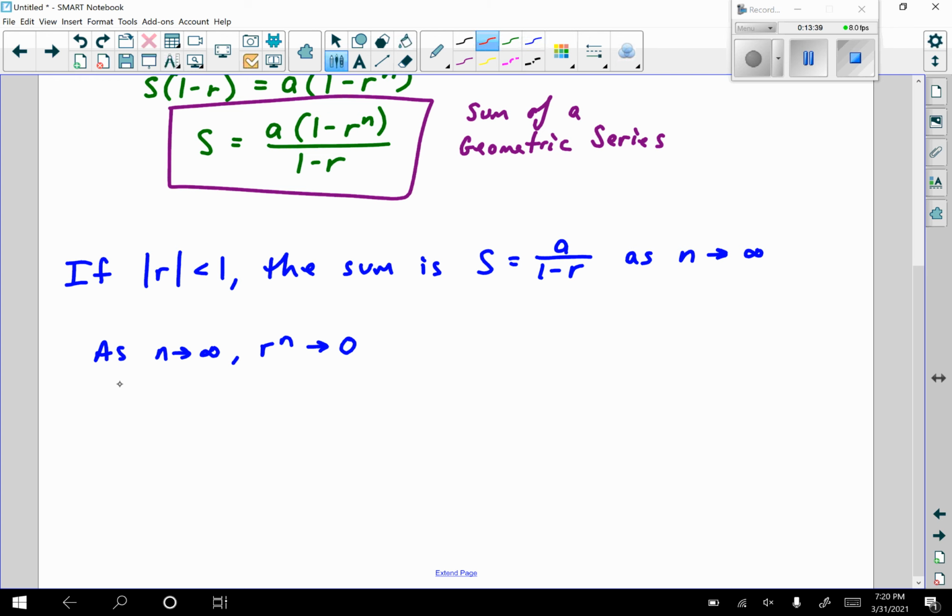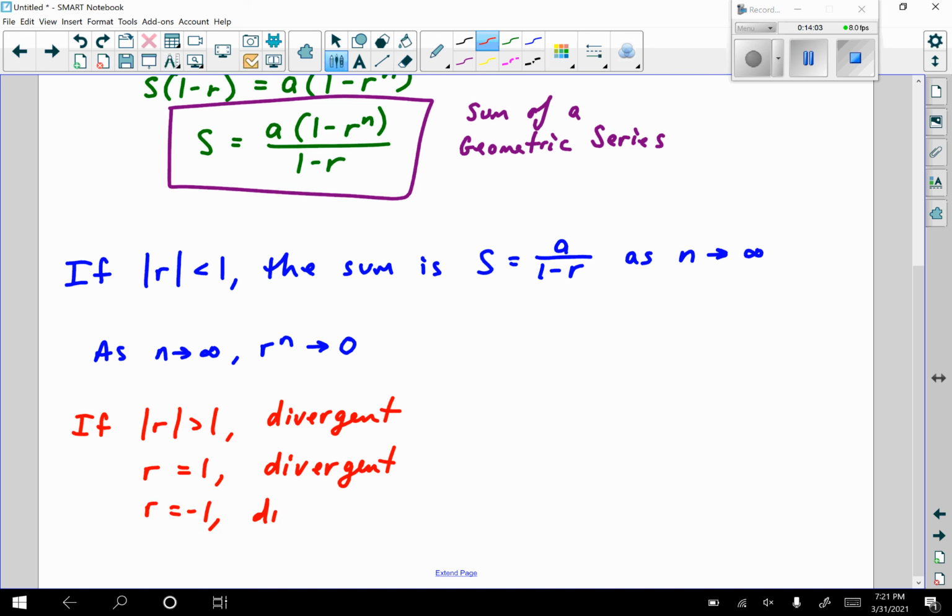Some other little rules or little tricks to determining what's taking place with this series. If the absolute value of r is greater than 1, the series is divergent. If r is equal to 1, divergent. And if r is equal to negative 1, divergent as well.